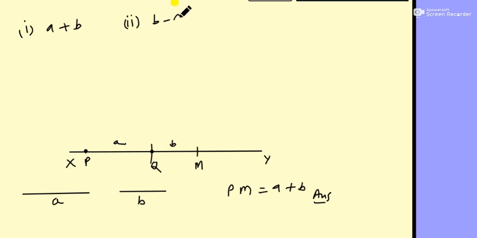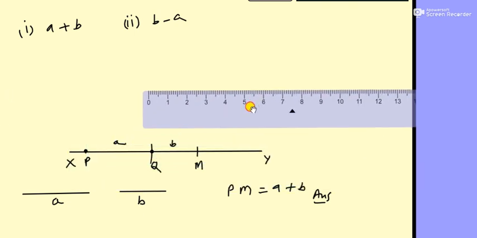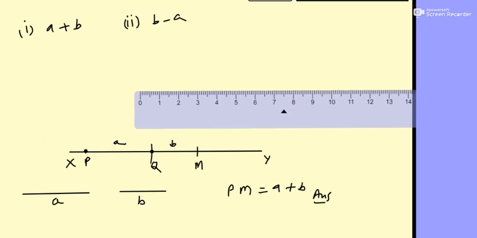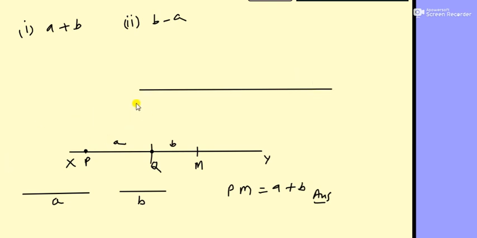b minus a. So first of all, you can construct b and then a. How can we construct this one? Take a scale, and here the second part is starting. With the help of a pencil you can draw a line segment like this. It is about 10 centimeter. Remove the scale and write the name of this one.